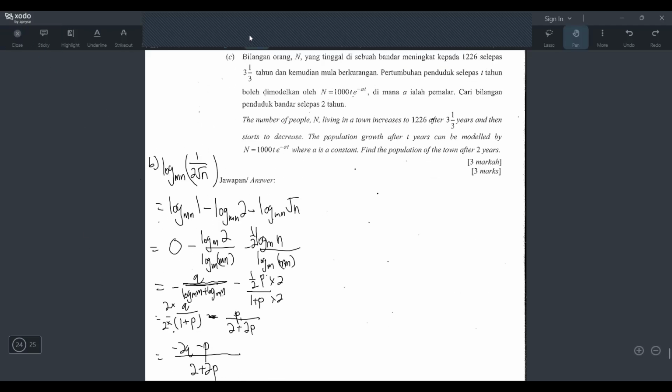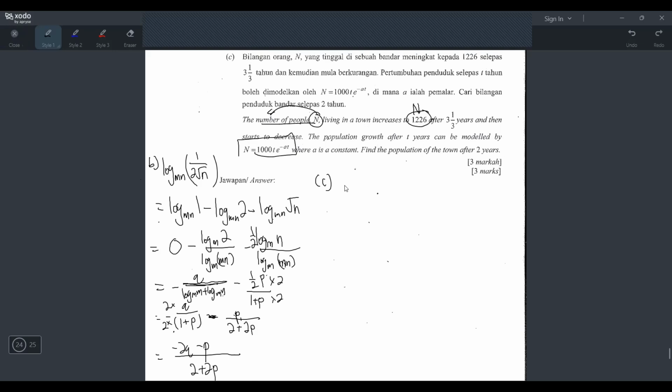Okay, let's do my last question. Question C. The number of people n, so n represents the number of people living in a town, increased to 1226. So this is the n value. After 3 103 years and then starts to decrease. The population growth after t years can be modeled by this. This is the formula where a is a constant. Find the population of the town after 2 years.